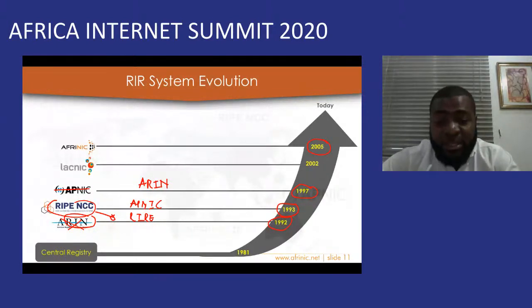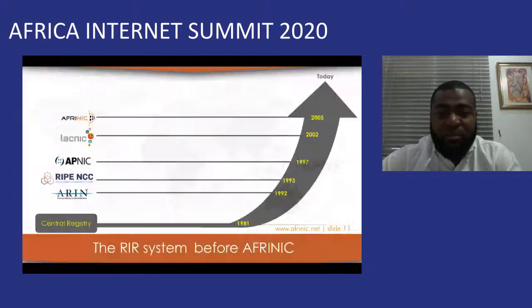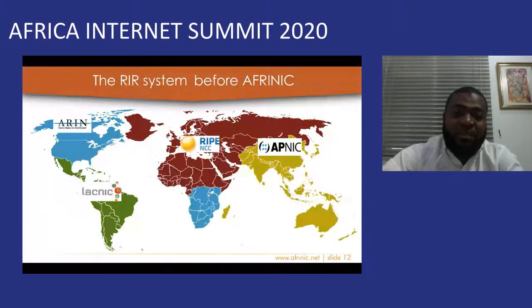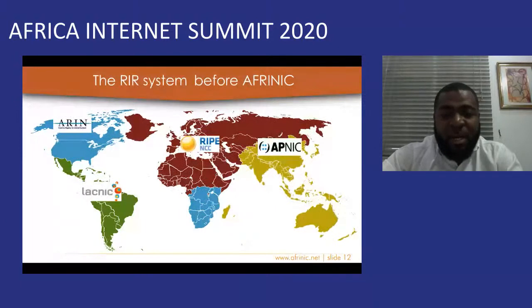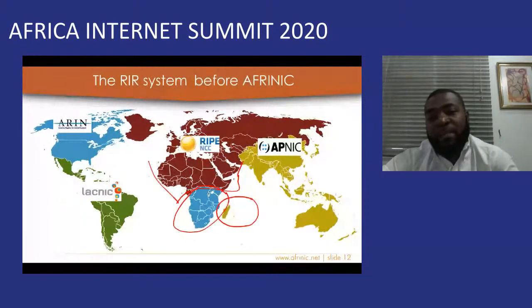But the question that we can ask now is: before AFRINIC came up, how were IP resources issued in Africa? So this is what we are going to explain now. Africa was divided into three parts before AFRINIC was born. So this part was managed by RIPE-NCC. This one was managed by ARIN, and this one, Indian Ocean, was managed by AFRINIC.